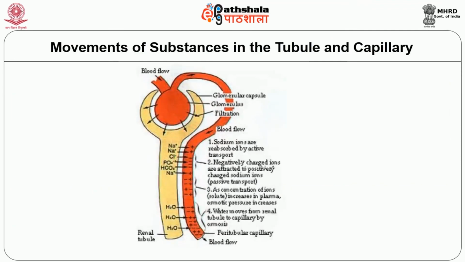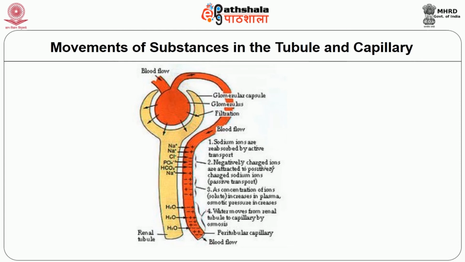Here you can see a summary of events occurring in the renal tubule and in the peritubular capillaries. So the blood flows into the glomerulus through the renal artery, and it is filtered at the region of the glomerulus and the Bowman's capsule. The glomerular filtrate enters the Bowman's capsule, and here you can see that there is an exchange of ions between the peritubular capillaries and the renal tubule.